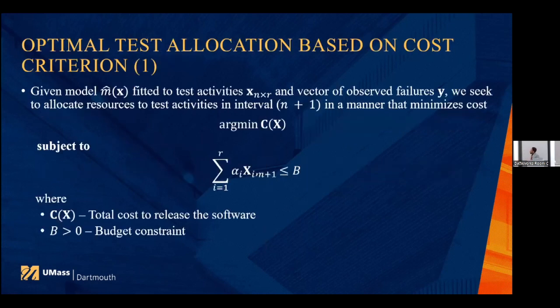We have our optimal test allocation based on a cost criterion, which is a model M small hat of X fitted to test activities and vectors of observed failures Y. We seek to allocate resources to test activities in interval n+1 in a manner that minimizes cost. Statistically, we represent it as the minimum of C of X, where C of X is the total cost to release the software, and X is the activities or resources allocated to the R covariates in the n+1 interval, subject to a unit cost of alpha i, and it is budget constrained with B greater than 0.